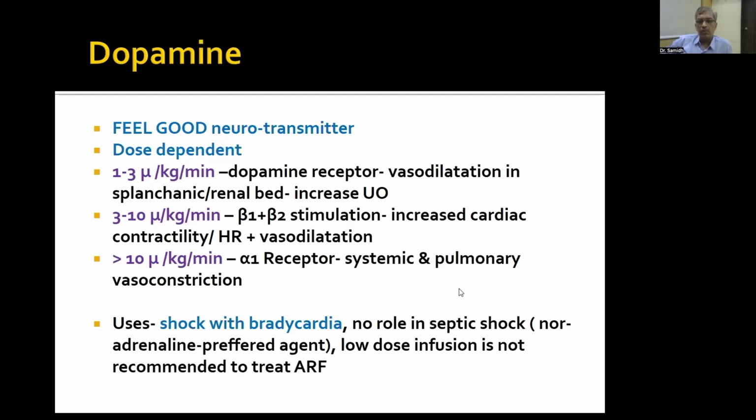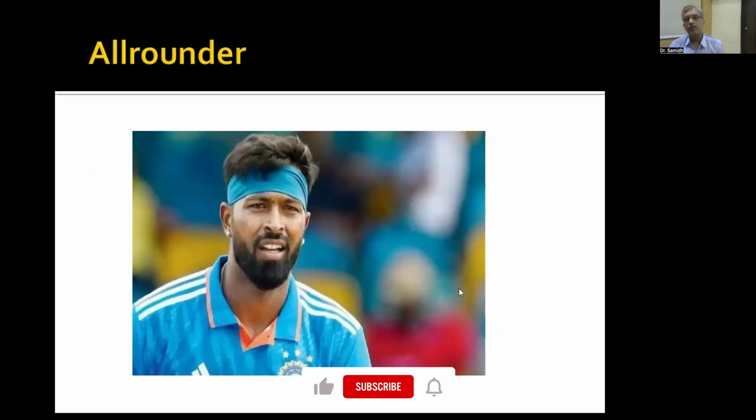As we know, in septic shock, norepinephrine now is the preferred agent and drug of choice. Also, previously, we used to use dopamine in the low dose to prevent or treat acute renal failure, but now there is no role and it is not recommended to treat ARF or to prevent renal hypoperfusion. So, adrenaline and dopamine, they are our all-rounders. They can increase the cardiac contractility, they can cause vasoconstriction. So, an all-rounder in a game of cricket is always appreciated.